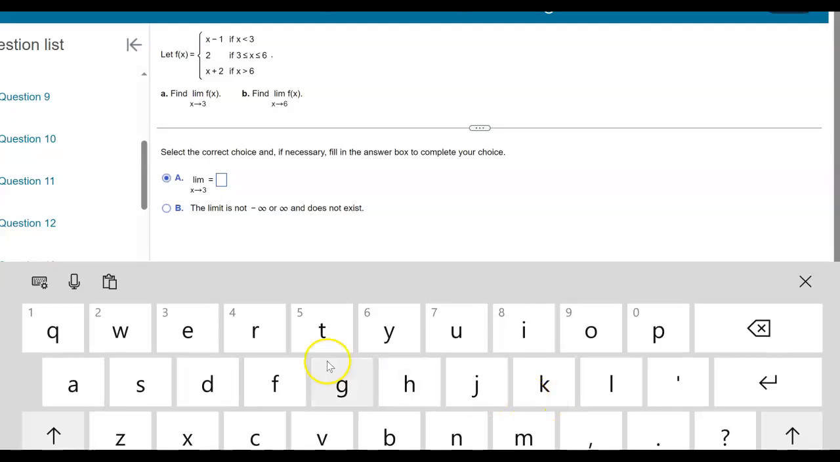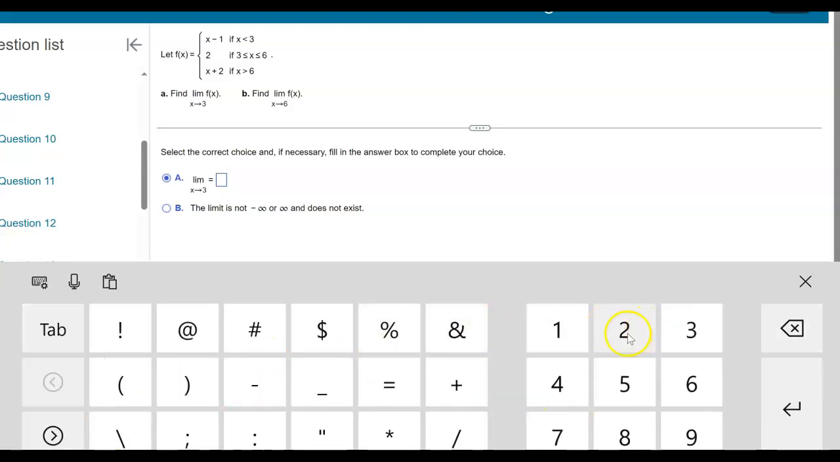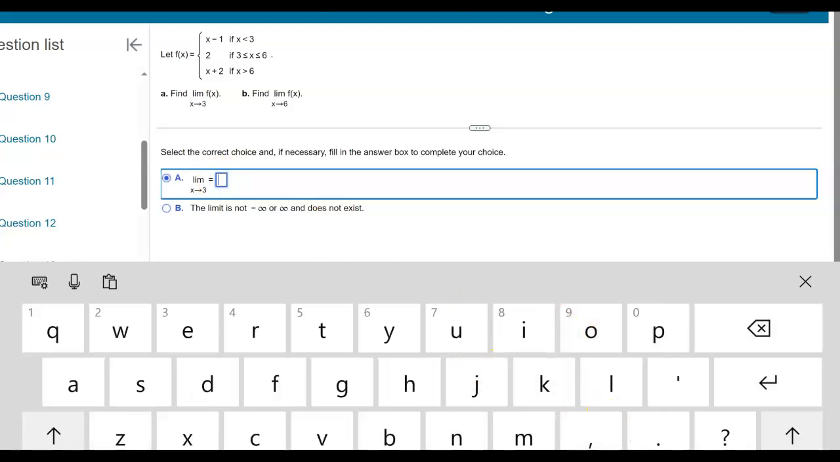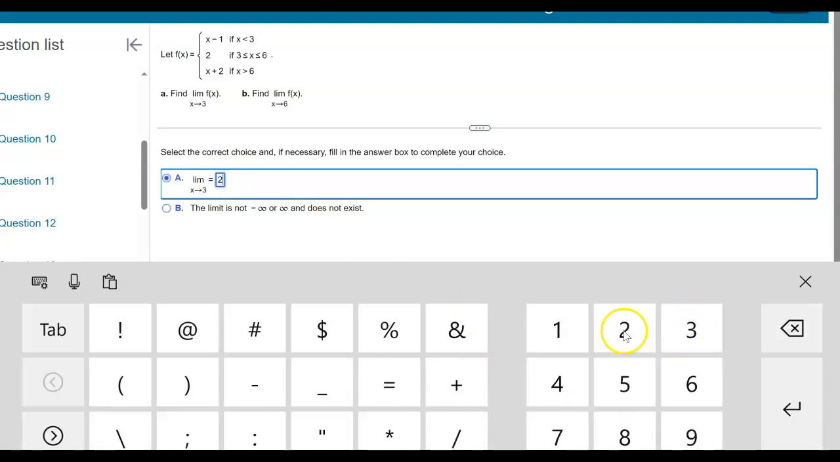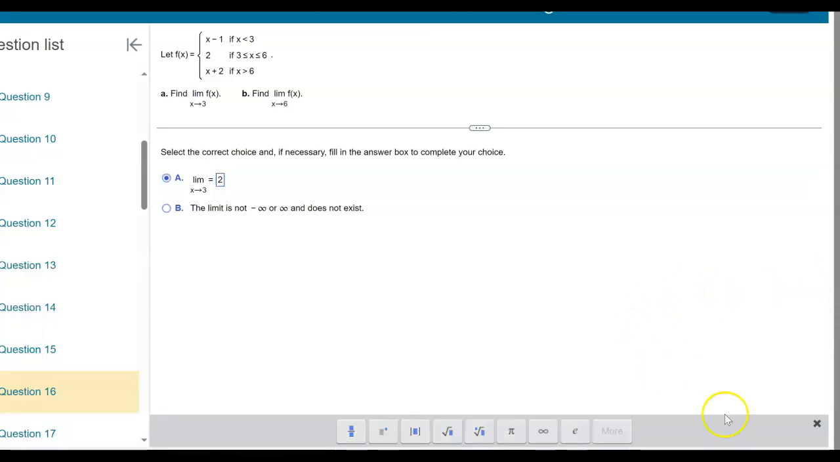Oh, okay, hold on. I have to type in 2. That's what we got. And the number here, which is 2. There we go. That's for letter A.